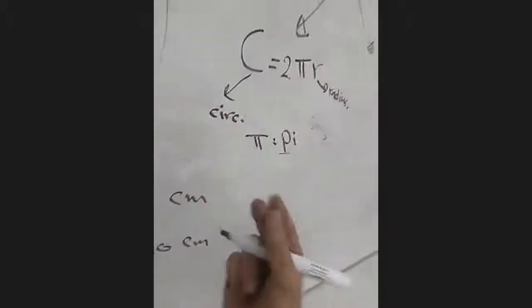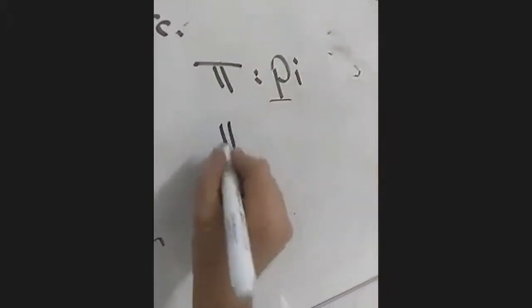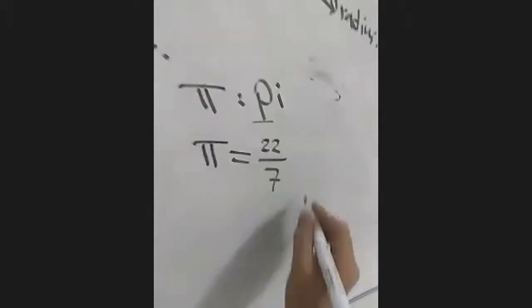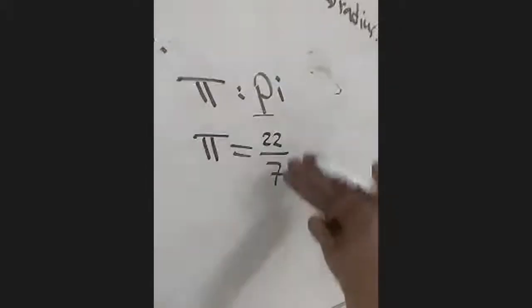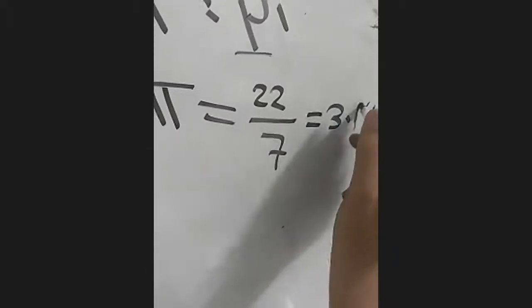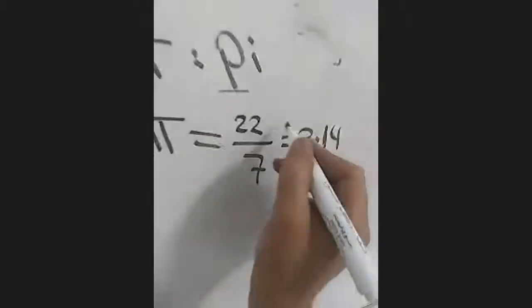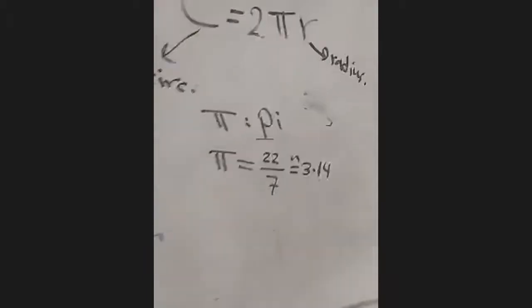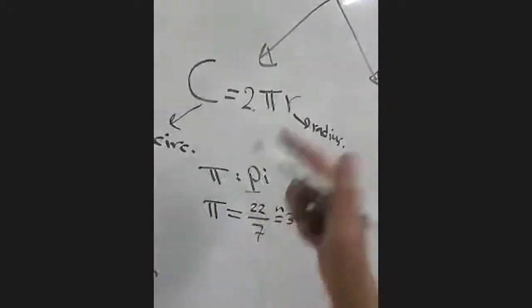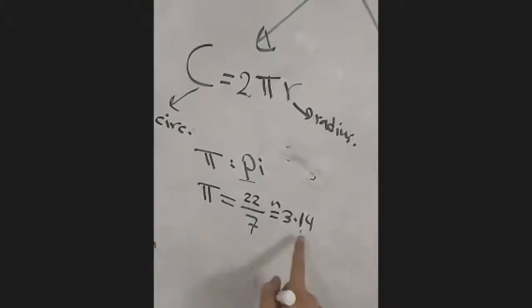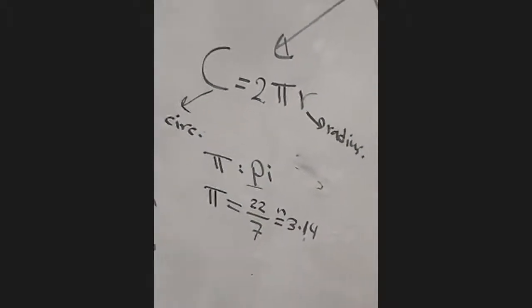Now it has values. Pi can be two values: 22/7, and if you divide them, it can be 3.14. And the 3.14 is a rounded number, it's not an exact value. So whenever you have pi, you can replace it by 22/7 or 3.14, one of them. For me, I always use the decimal form.